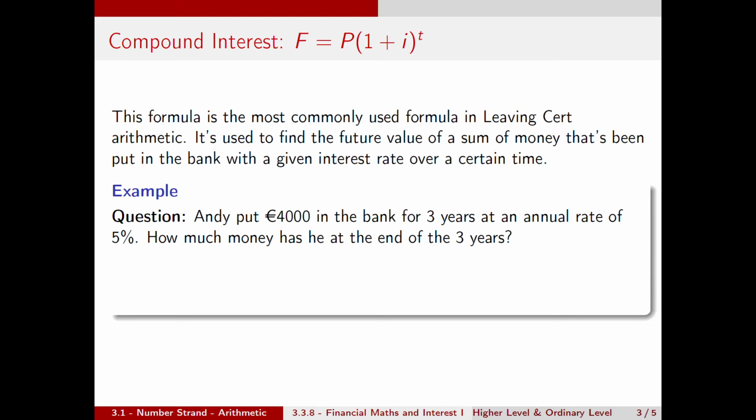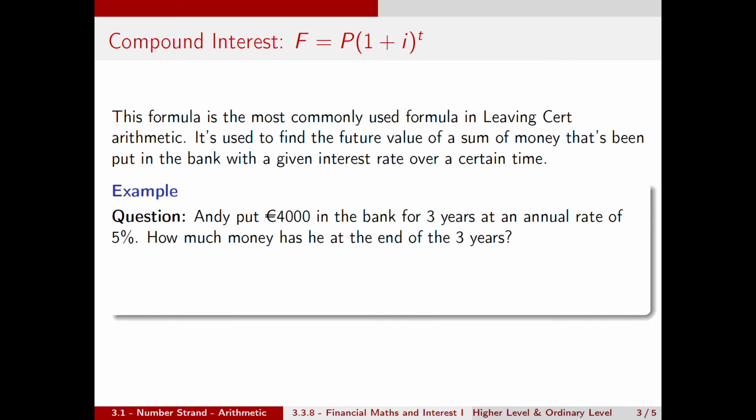So first off, how would we know which formula to use? Well, we can see by the question, we know we're looking for a future value. How much money has he at the end of 3 years? So that means we're either dealing with compound interest or we're dealing with depreciation, as both of these follow the F is equal to future value. So which one do we pick? Well, we see that the money is put in the bank for 3 years at an annual rate of 5%. So this means he's gaining interest on the money, which means we need to use the compound interest formula.